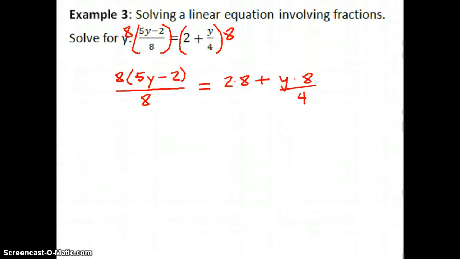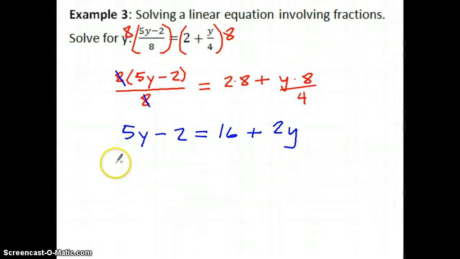Okay, so multiplying both sides by 8 gives us the ability to cross off each one of the denominators. Here we have 8 over 8. That crosses off and gives us 5y minus 2. And we have 2 times 8 here, which gives us 16. And then here we have 8 divided by 4, which is 2, so we have 2y here. So by multiplying by the least common denominator, we now have a problem that's really easy, right? And so if I subtract 2y from both sides and add 2 to both sides, that gives me y equals 6. So I skipped a few steps there. Hopefully you're okay with that.